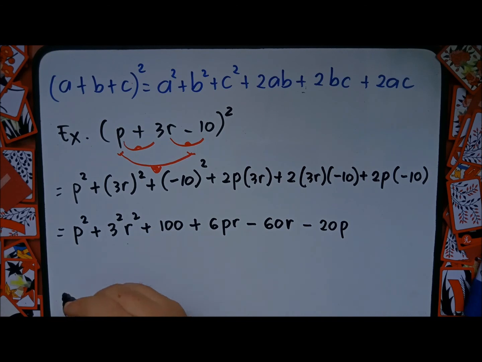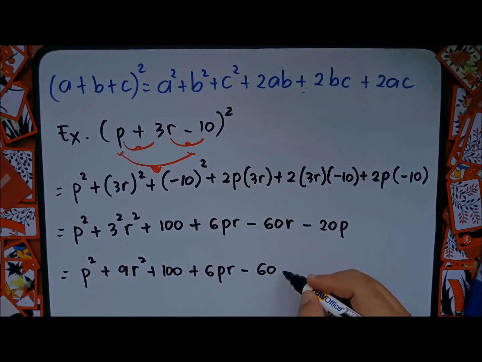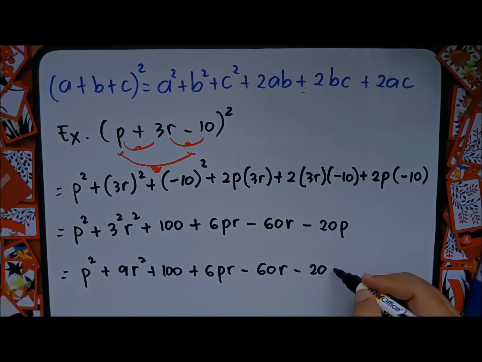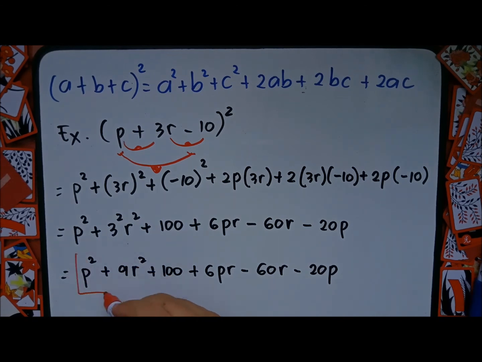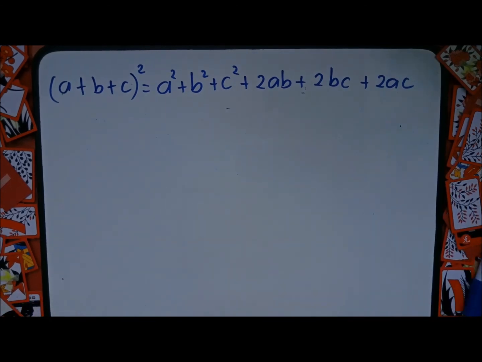Okay, so next, simplify. This is not your final answer because you still have 3 squared here. Plus 3 times 3 is 9 r squared plus 100 plus 6PR minus 60R minus 20P. So this will be your final answer. Okay, question.